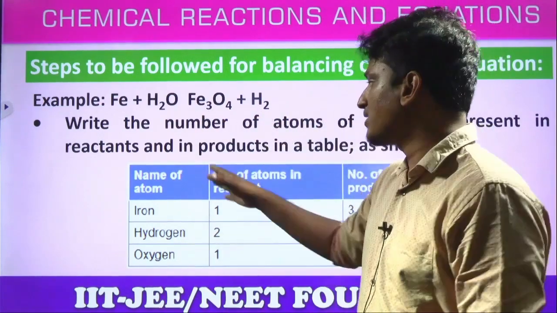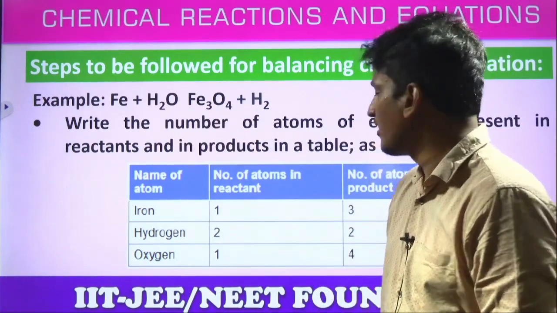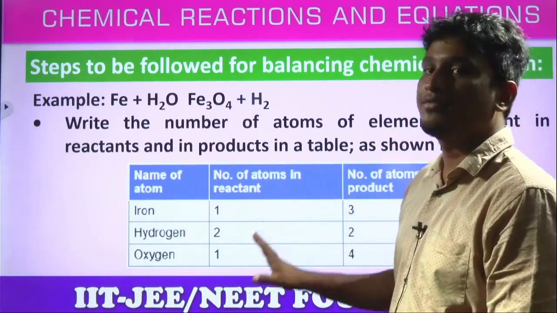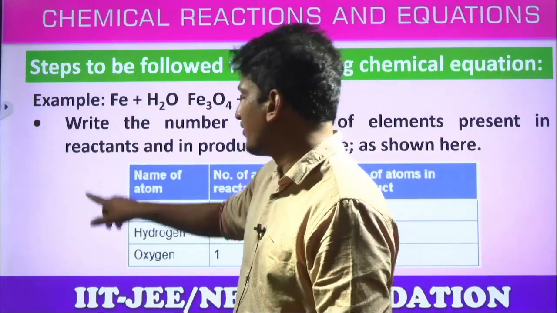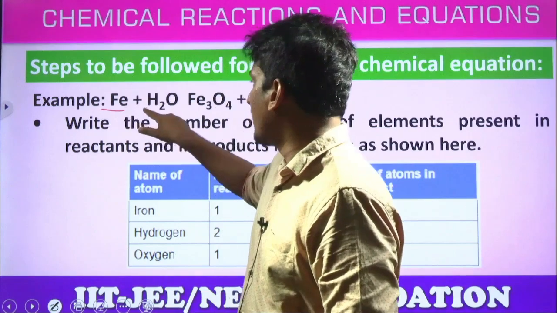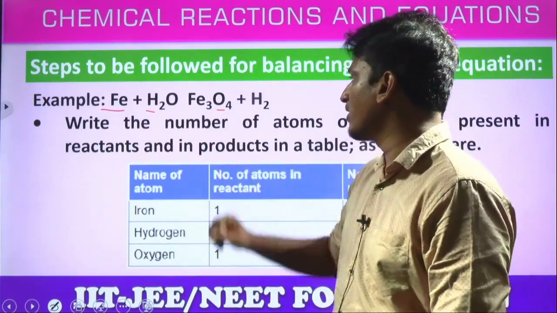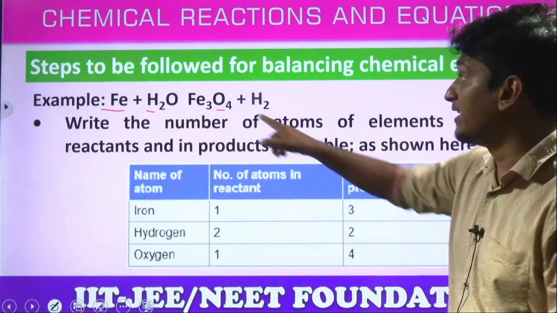For this, first of all, on the left hand side, on the reactant side, how many atoms are there? On the product side, how many atoms are there? You have to write clearly. First of all, find the elements. We have iron, hydrogen, and oxygen. How many iron atoms are there? Only one. On the product side, 3 are there, you can see.